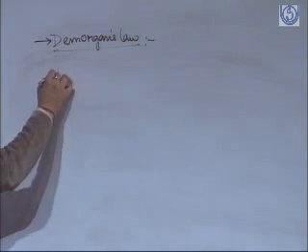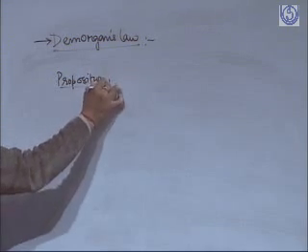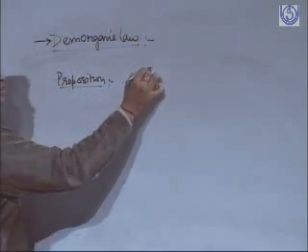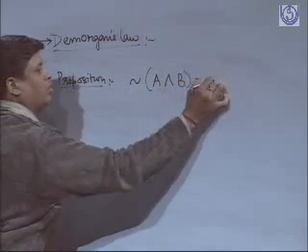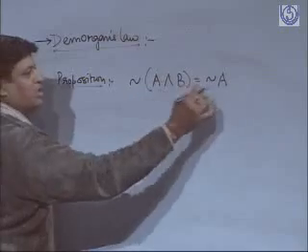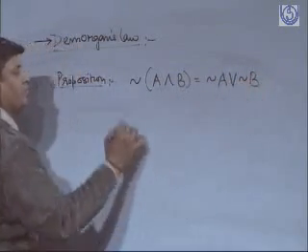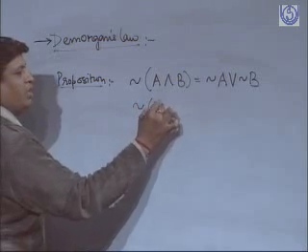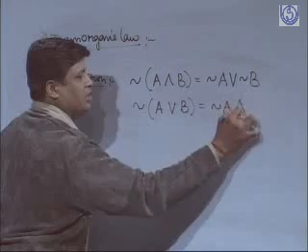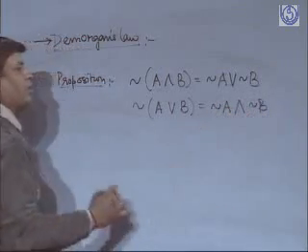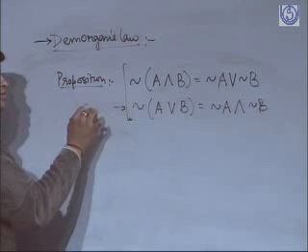What are the laws? In the case of propositions, the laws are categorized as: negation of A conjunction B is negation A disjunction negation B. Negation of A disjunction B is negation A conjunction negation B. These are the De Morgan's laws for connectives.